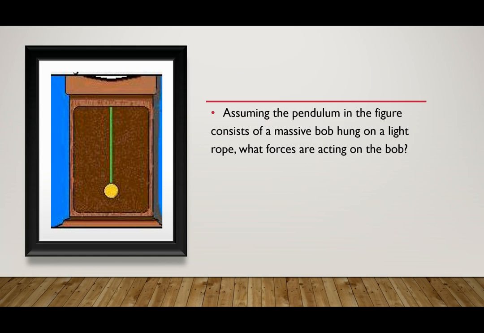Now, in this case, we have a pendulum. Assuming the pendulum in the figure consists of a massive bob hung on a light rope, what forces are acting on the bob? So we're looking at the bob, okay? So can you identify what those forces are? Try to imagine what forces are acting on that bob, okay?